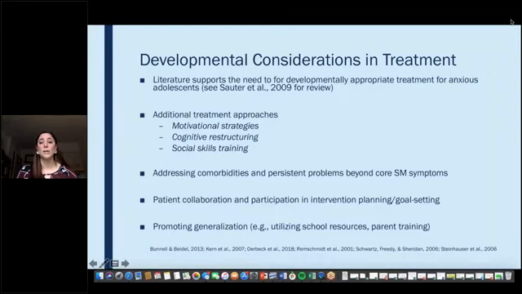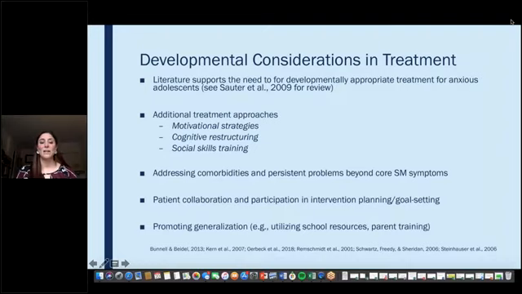As I mentioned, there are other problems that are equally, if not more, problematic than the core SM symptoms. So we want to focus on the individual as a whole in the treatment that we're doing and not just treat them for their SM. As they get older, it's also more important to include them in treatment and have them participate in planning and goal setting, which helps with their motivation.